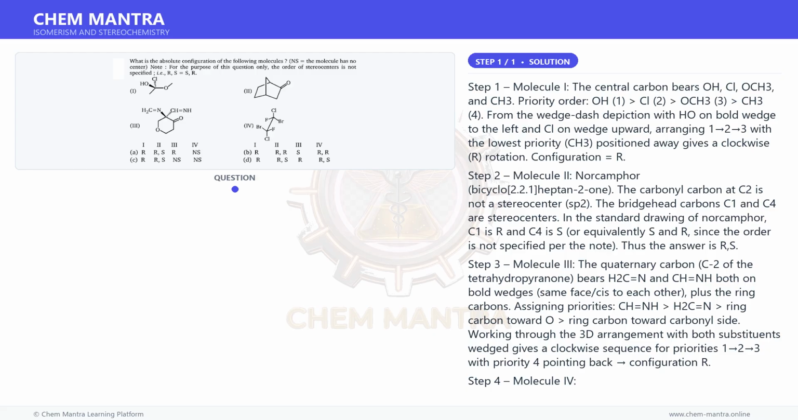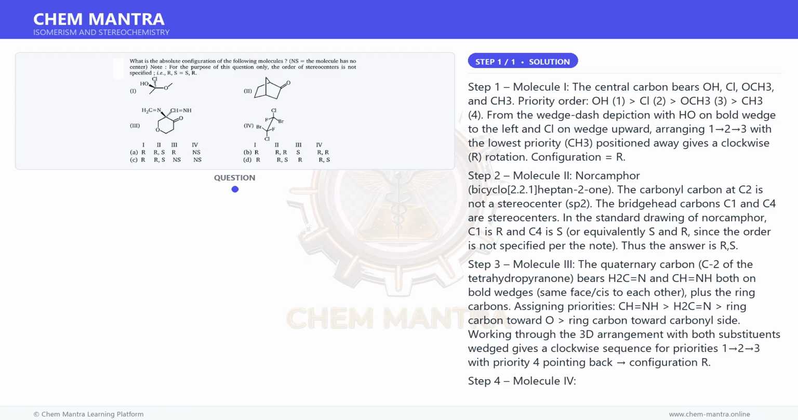Step 1. Molecule 1. The central carbon bears O, Cl, OCH3 and CH3. Priority order: O, 1; Cl, 2; OCH3, 3; CH3, 4. From the wedge-dash depiction with O on a bold wedge to the left and Cl on a wedge upward, arranging 1 to 3 with the lowest priority, CH3, positioned away gives a clockwise, R, rotation. Configuration is equal to R.